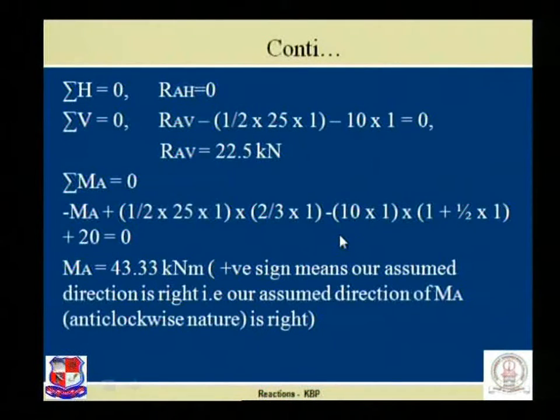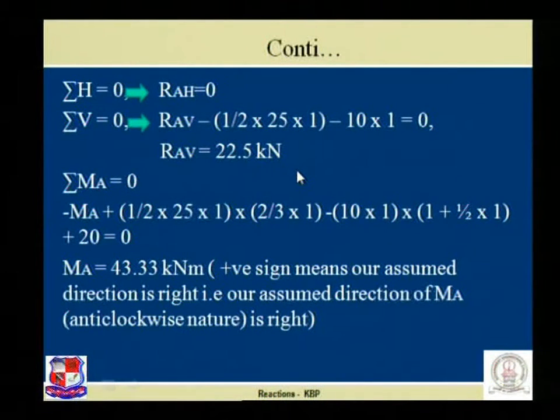So if we take sigma V equal to 0, RAV minus the effect of UVL, half into 25 into 1, minus 10 into 1, that is the effect of UDL, is equal to 0, and we will achieve RAV equal to 22.5. This plus sign indicates our assumed direction of RAV is the right one.